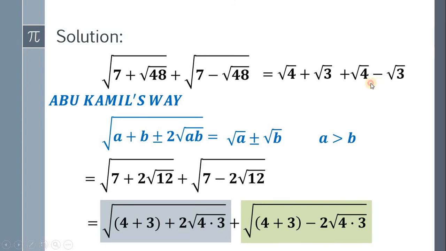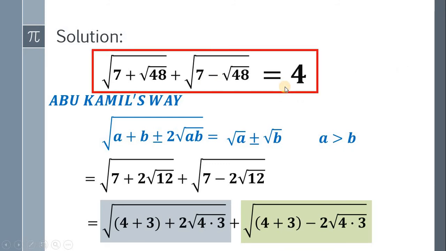Now simplify, we will get square root of 4 plus square root of 4 because square root of 3 minus square root of 3 will become 0. Therefore, square root of 7 plus square root of 48 plus square root of 7 minus square root of 48 is simply equal to 4. And we're done.